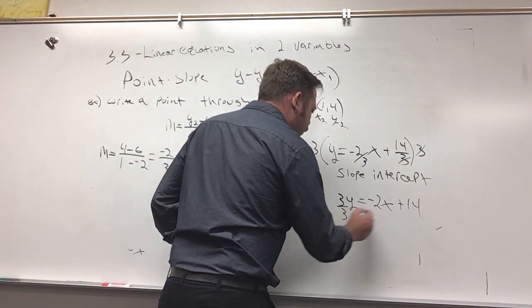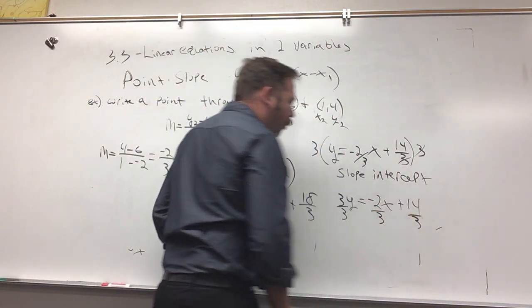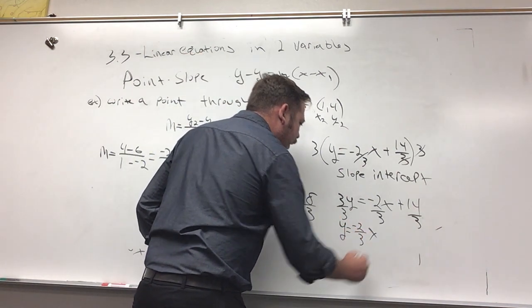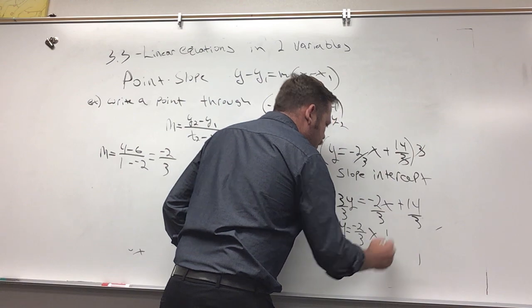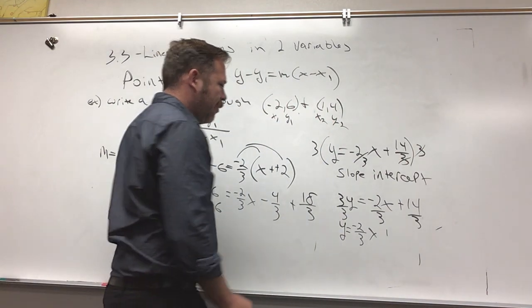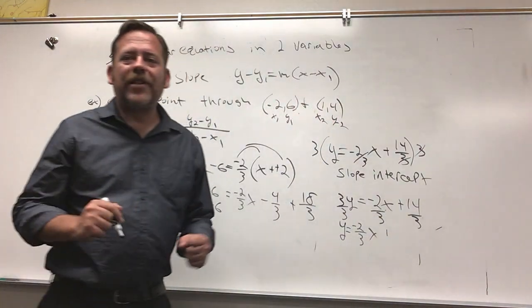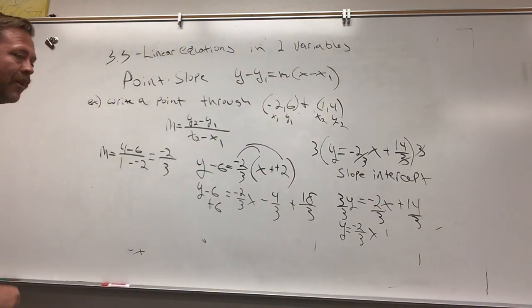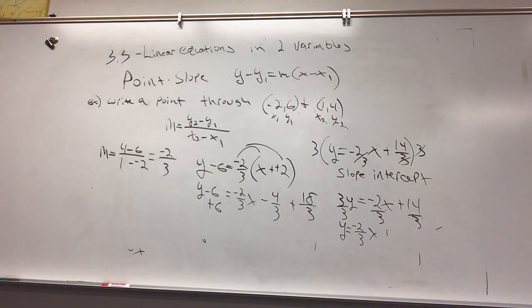I'm going to divide by 3. And I get y equals negative 2 over 3x plus, I'm sorry, what am I doing? Scratch that, go back. I'm going to try to remember to skip past that part. I didn't want to divide by 3. It's late in the day.